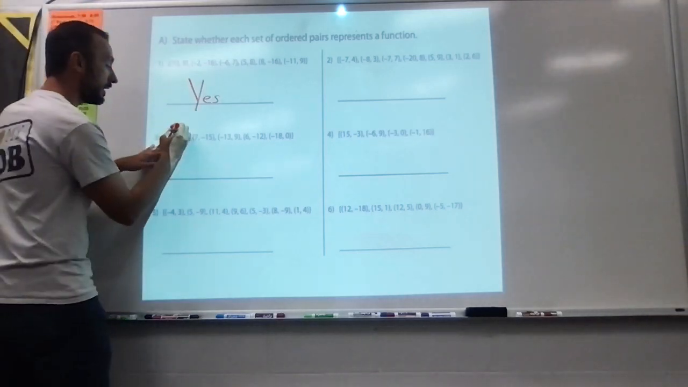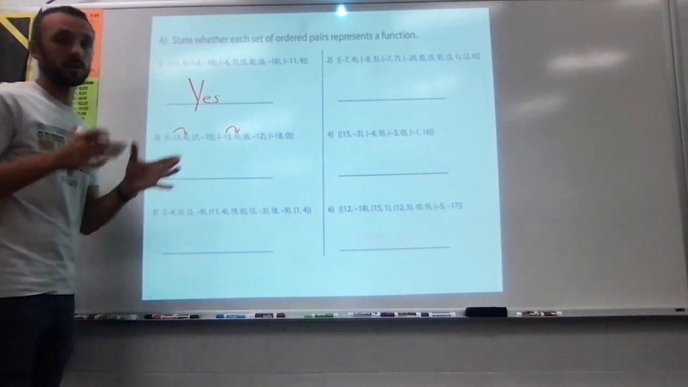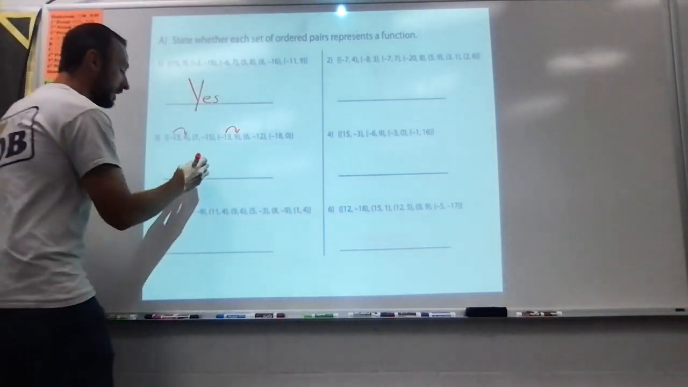On my next one, I have -13. If you look, -13 becomes 4. Over here, -13 becomes 9. Put the chicken in. I might get fried chicken. I might get pot pie. I don't know what my output's going to be. This is not a function.